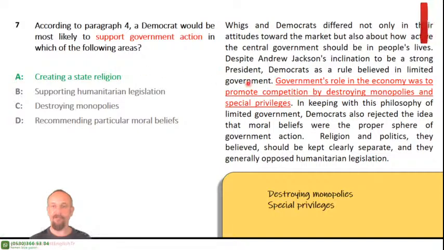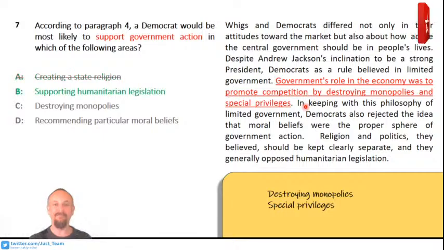Creating state religion as a key word. There we go, Mert, very good. As a key word isn't present here, I think we can all agree. Can we eliminate option A? What do you think? Yes or no? Put your answers in the chat and I'll give you the answer very shortly. Give you time to write the answer.